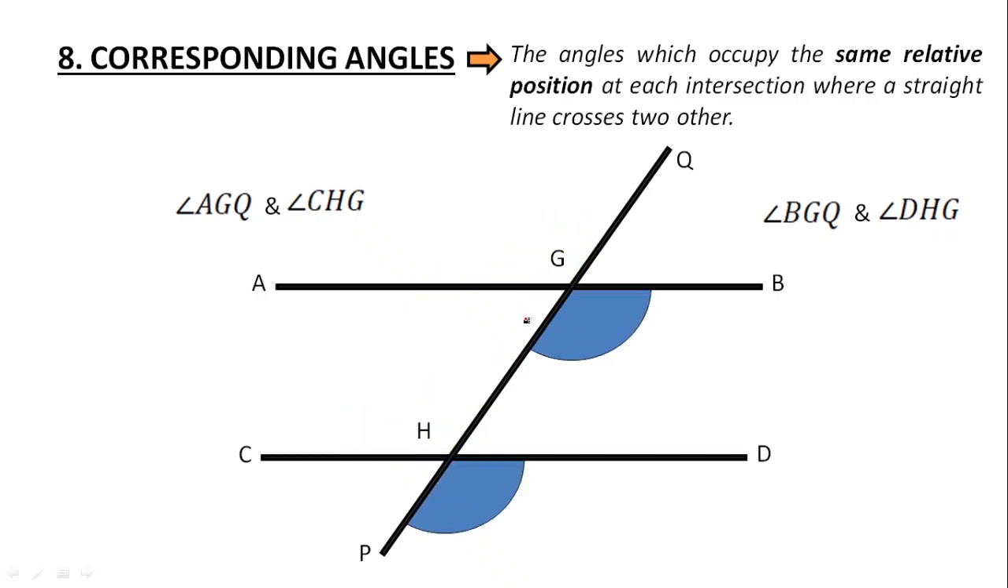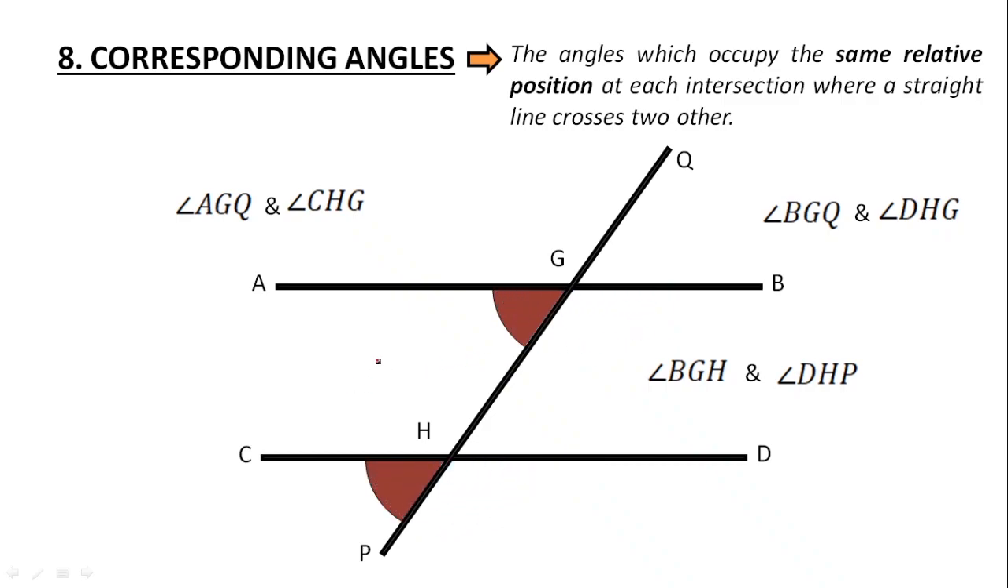Next is on the right hand side, below the line and below the line. So the names are BGH and DHP, they are also corresponding angles. So next is below the line, this also below the line, this on the left hand side, and again this also on the left hand side. So these are also corresponding angles. Angle AGH and angle CHP are again corresponding angles.